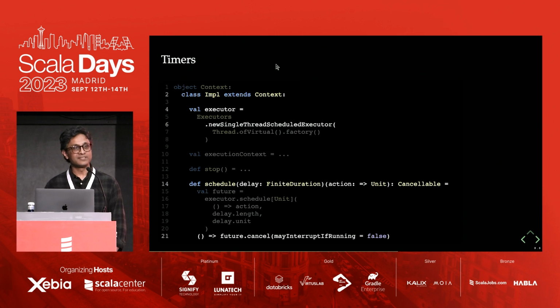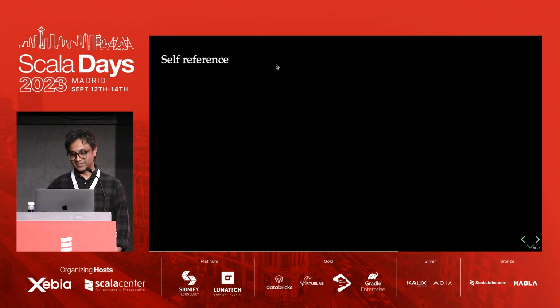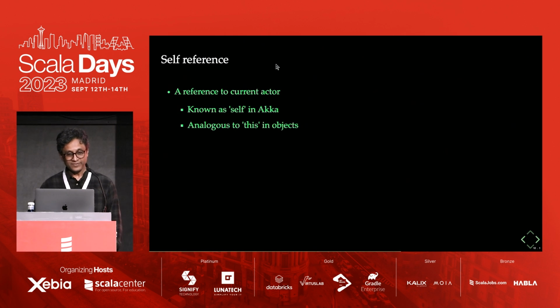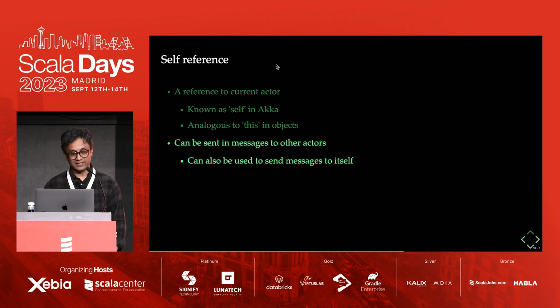And then this should be cancelable, so you can also return an implementation of Cancelable by just delegating to future.cancel. This is Java's future. We'll see the example of timers along with the next topic, that is self-reference. How do you refer to the current actor that you are within, so that you can send messages to yourself or pass your reference to others? This is similar to this in objects, and it is called self. The name is self in the Akka ecosystem.